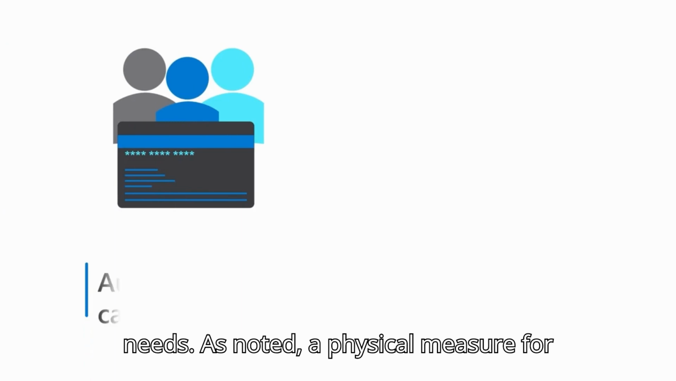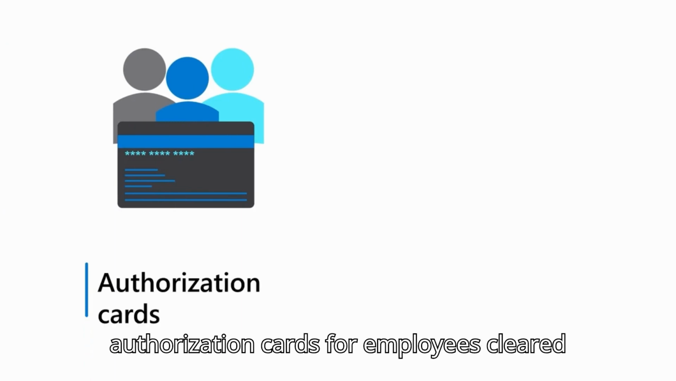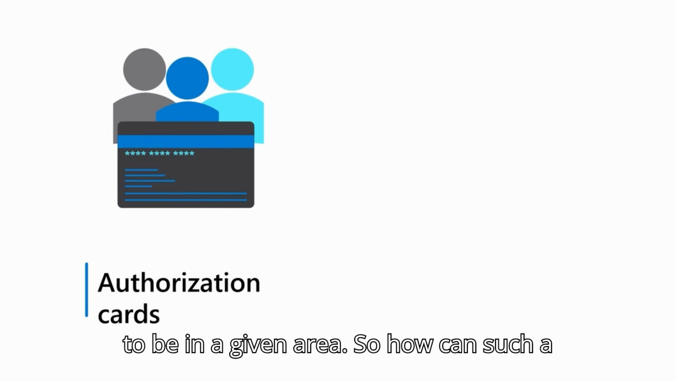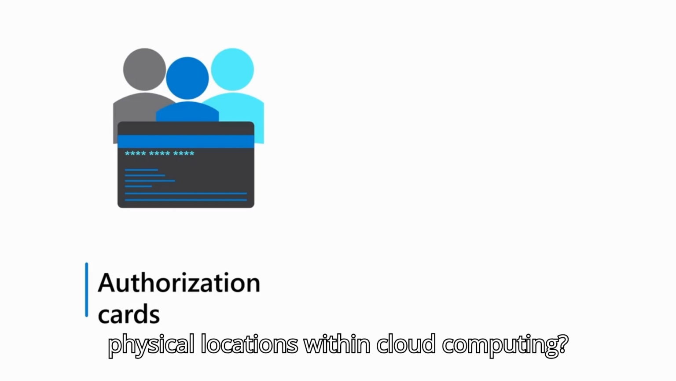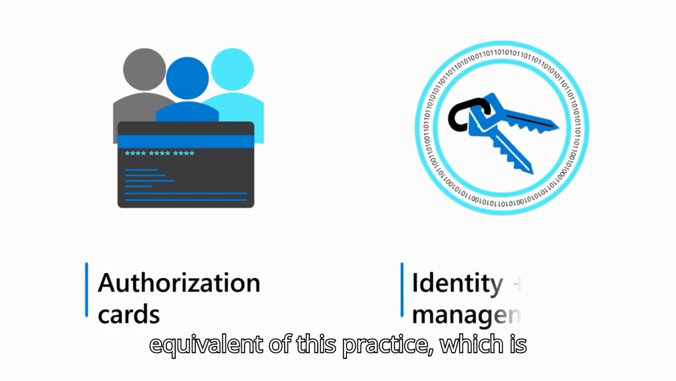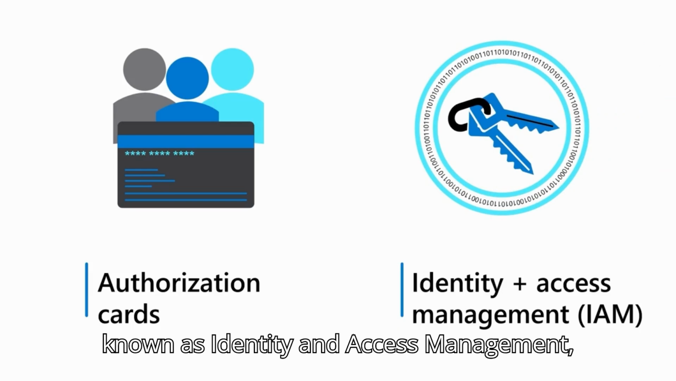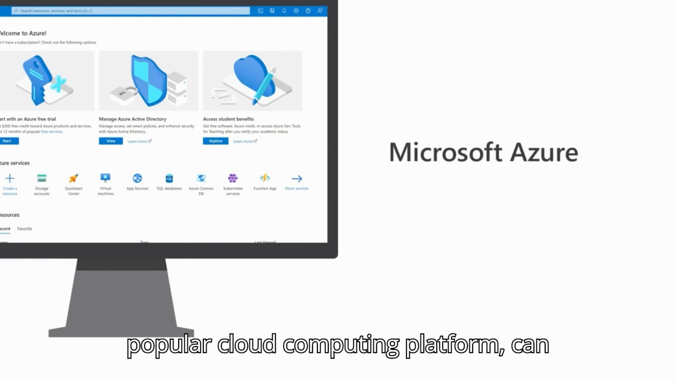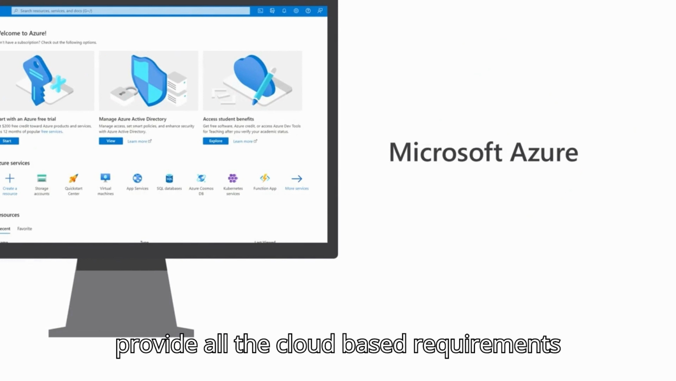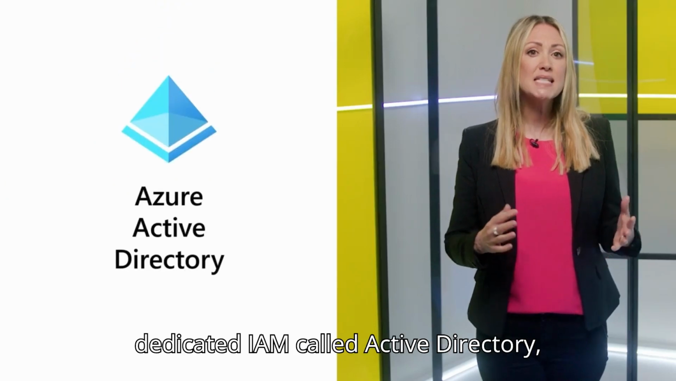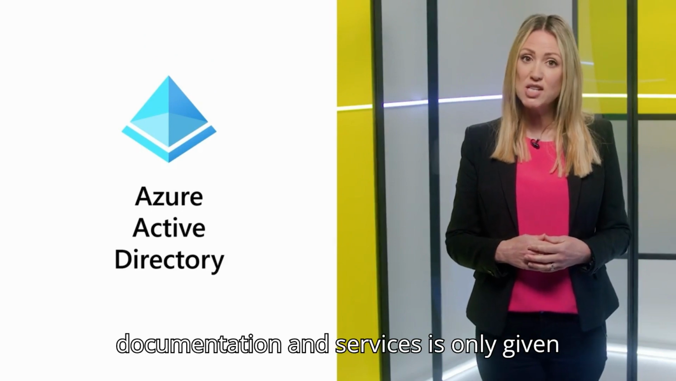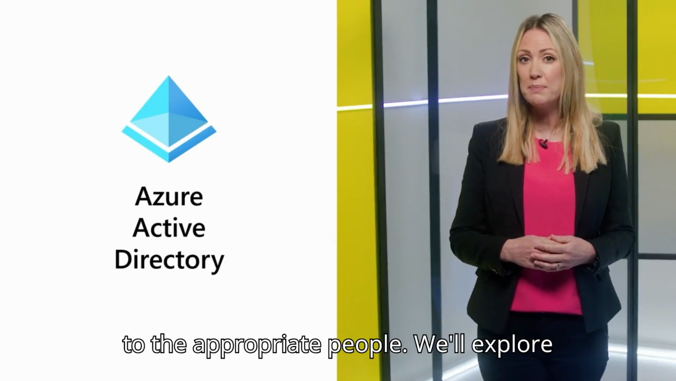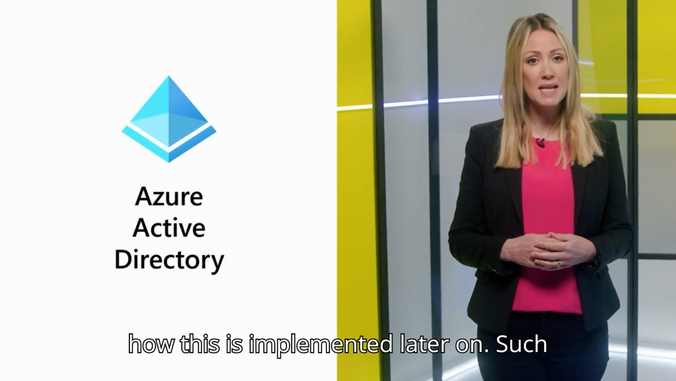As noted, a physical measure for protecting a business is providing authorization cards for employees cleared to be in a given area. So how can such a policy be enforced in the absence of physical locations within cloud computing? That can be done with the cyber equivalent of this practice, which is known as Identity and Access Management, or IAM. Microsoft's Azure, a popular cloud computing platform, can provide all the cloud-based requirements a business may need. Azure has a dedicated IAM called Active Directory, which ensures that access to specific documentation and services is only given to the appropriate people. You'll explore how this is implemented later on.